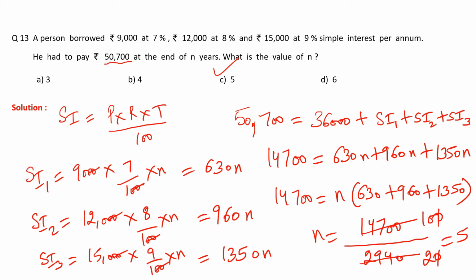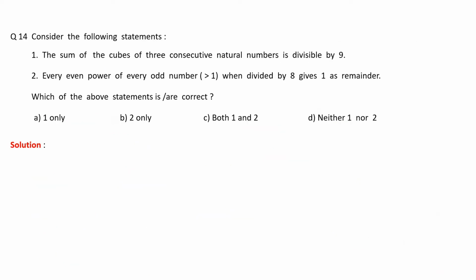Now we move to our next question. Now this is a nice problem. It says consider the following statements. The first statement is the sum of the cubes of 3 consecutive natural numbers is divisible by 9. And the second statement is every even power of every odd number greater than 1 when divided by 8 gives 1 as remainder. Now we have to check which of the above statements are correct.